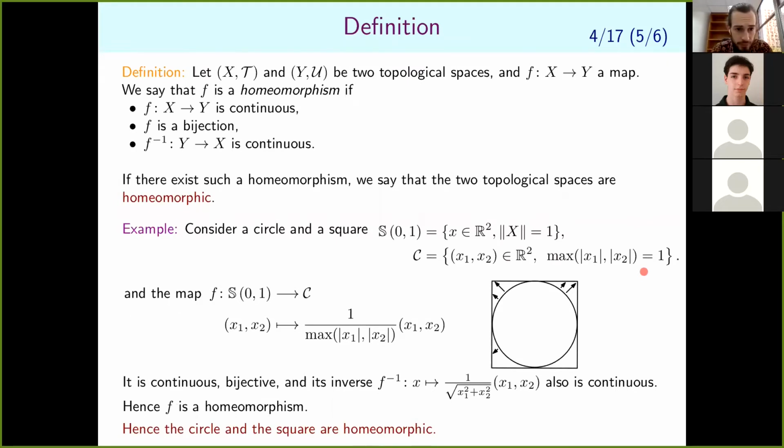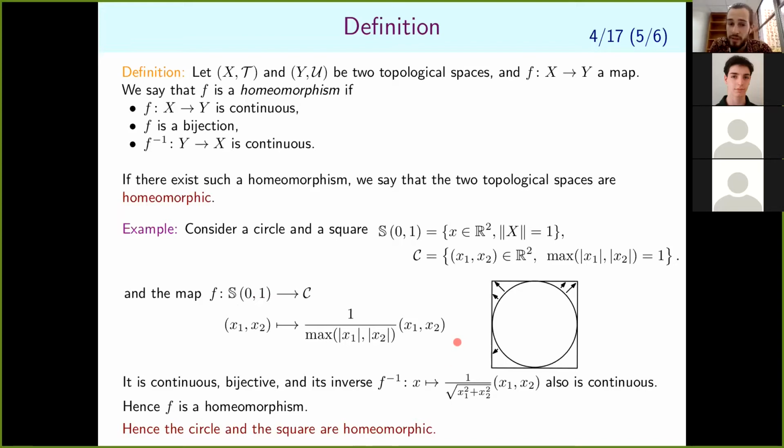Another example: I take the same circle of center 0 and radius 1, and I take the square of R2. You can define the square as the set of points of R2 such that the maximal value of the absolute value of their coordinates is equal to 1. And I give you here a map that goes from the circle to the square. Okay, this is defined like that.